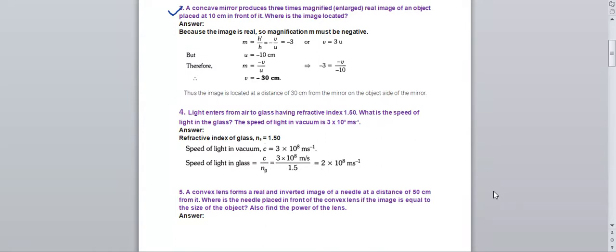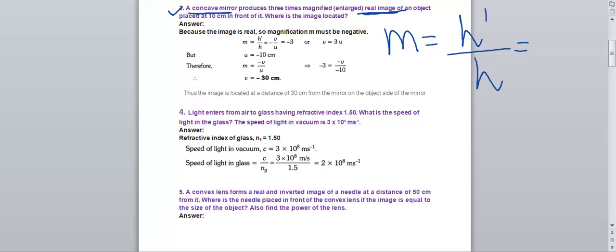Because the image is a real image, you can see they have written enlarged and real image. So we have read that whenever magnification is negative, we are getting real and enlarged image, right? So magnification m is negative in this case. Using magnification m, we can find h dash by h. Also, one more formula we have read. It is a concave mirror. Which formula we have used? We have read minus v by u. So magnification is given as 3 times magnified, so minus 3 we will write. Minus 3 is equal to minus v by u.